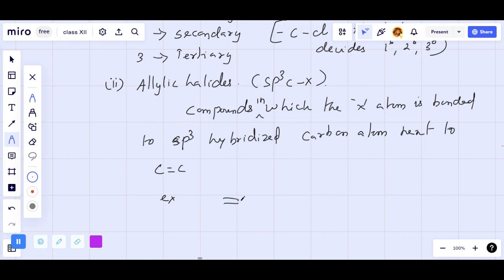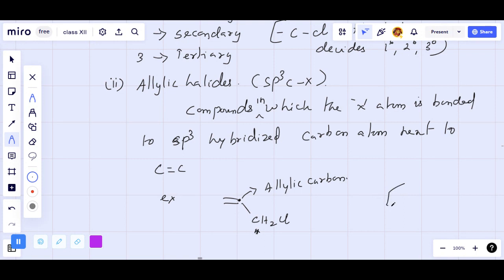This is a double bond. This carbon will be there, and then here CH2Cl. So this is the star carbon, attached to a carbon which has a C=C double bond. So this is the allylic carbon.